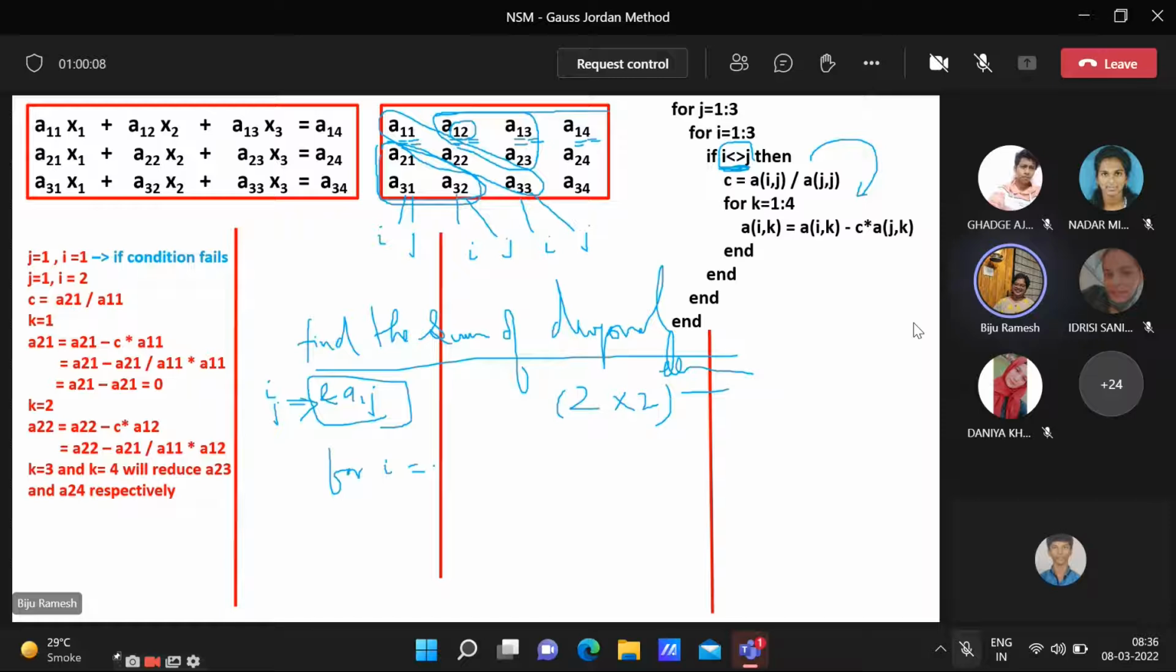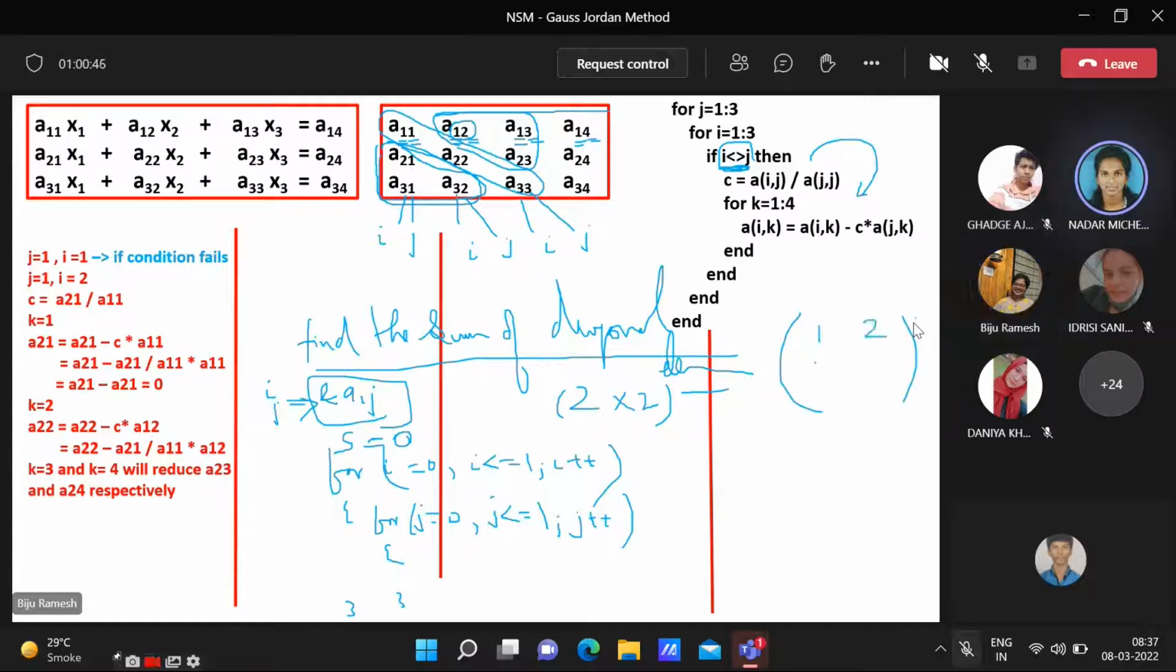So for I is equal to 0, I less than equal to 1, I plus plus. And then you will be writing for J is equal to 0, J less than equal to 1, J plus plus. And then what will I write here? Can someone tell me? Assume S is equal to 0 is given over here. What should I write here? I want to find the sum of diagonal elements.